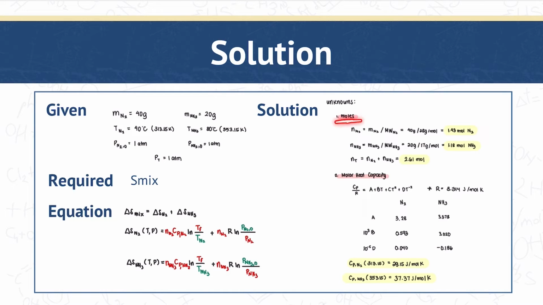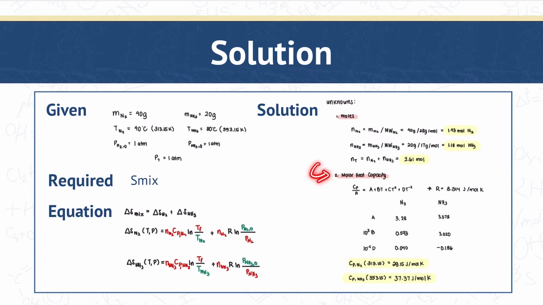First, the moles, which is just equal to the mass over the molar mass. So, solving for those, we get 1.43 moles nitrogen gas and 1.18 moles ammonia. Then, the total moles is 2.61 moles.